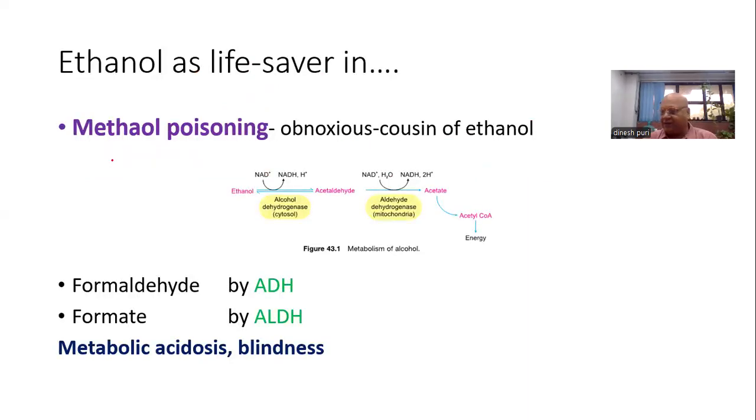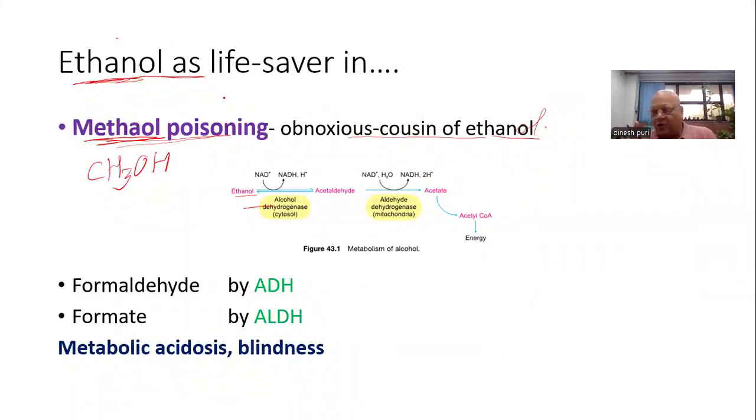Now, the second example we are seeing is ethanol acting as a lifesaver. It is otherwise a terrorist, per se. But in one condition it is acting as a lifesaver, and the condition is poisoning caused by methanol. C2H5OH, CH3OH: structures resemble, names resemble.